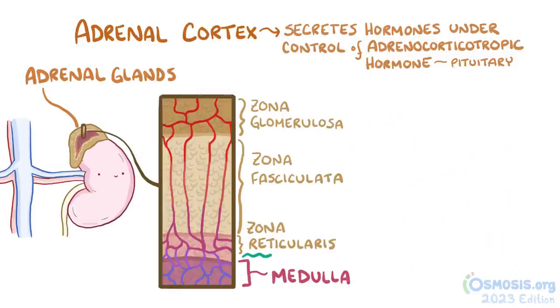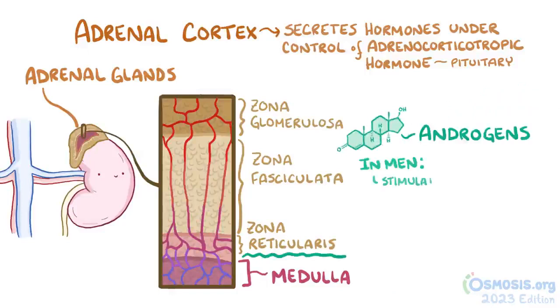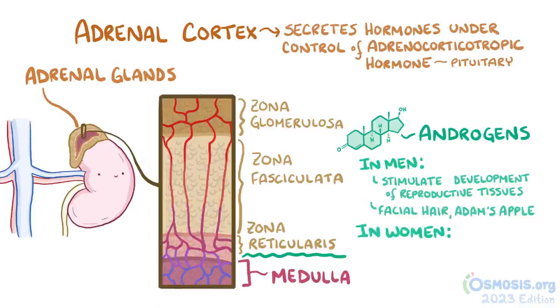Finally, the innermost layer is the zona reticularis, which makes a group of sex hormones called androgens. In men, androgens stimulate the development of male reproductive tissues and secondary sex characteristics, like facial hair and a large Adam's apple. In women, androgens cause a growth spurt and growth of underarm and pubic hair during puberty.